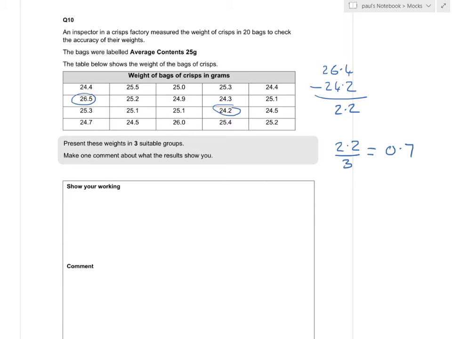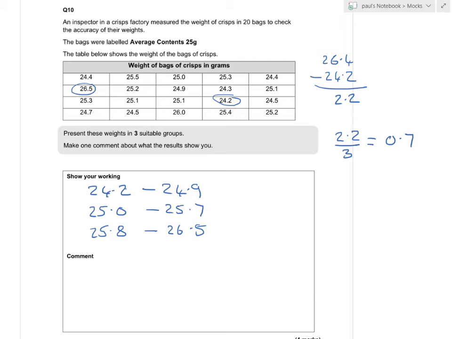So from the smallest one, we're going to go 24.2. We're going to add 0.7 onto that. So 24.9. So then we've got 25, and I'm going to add 0.7 onto that, which is 25.7. And then 25.8 all the way up to the biggest one, which is 26.5.